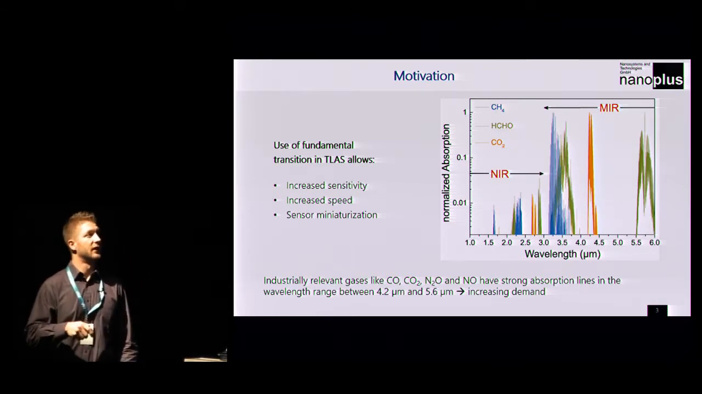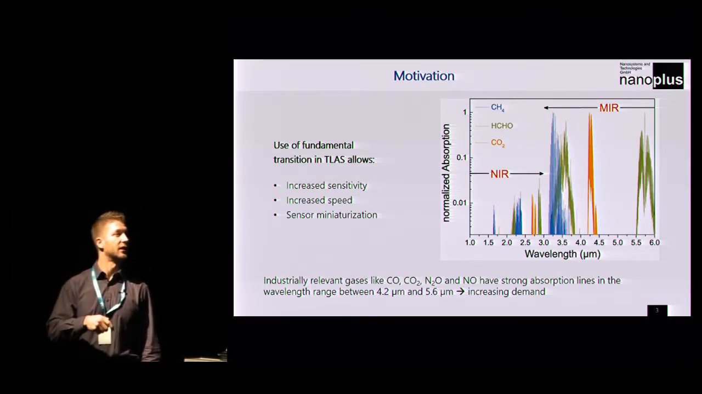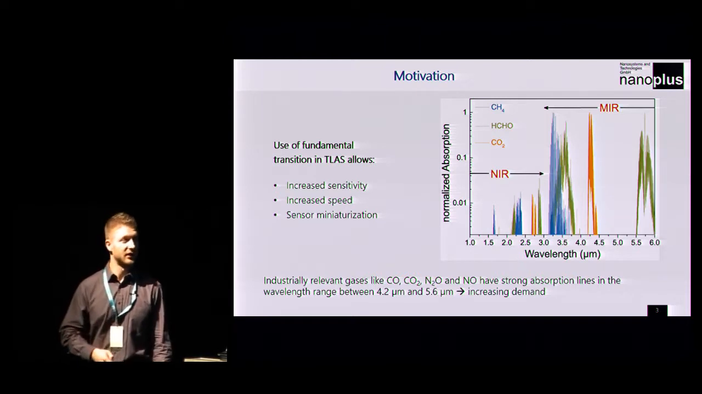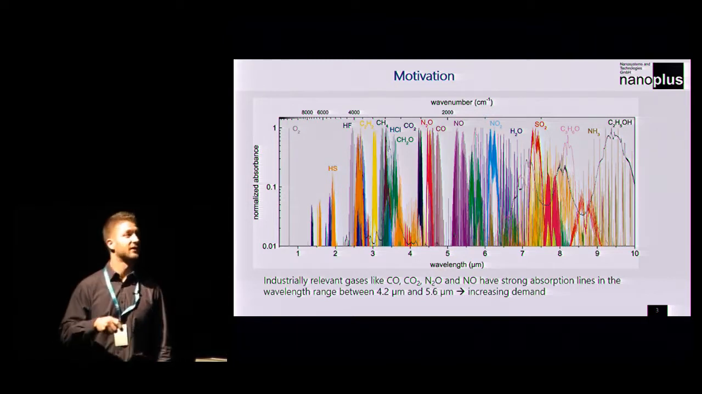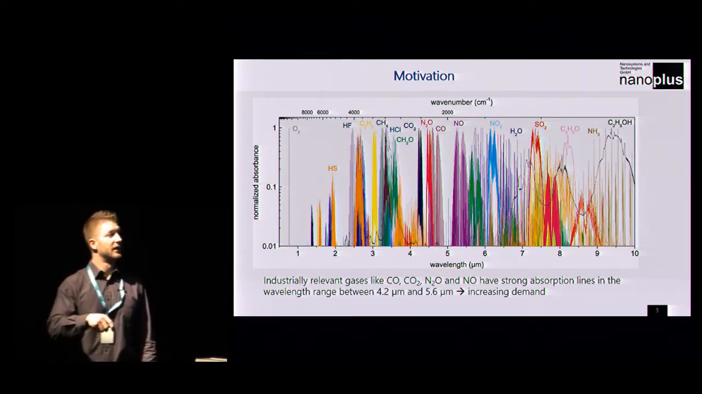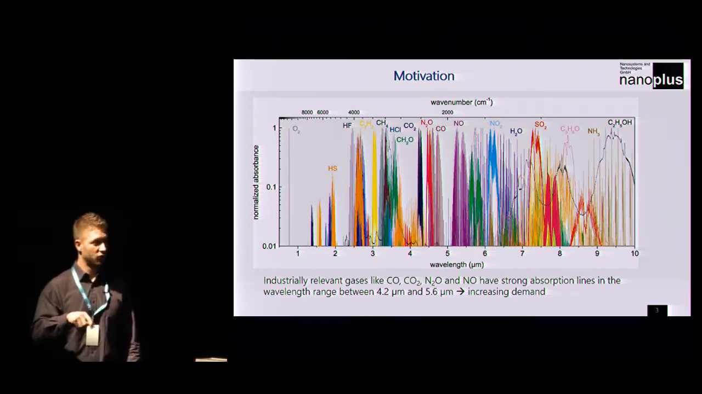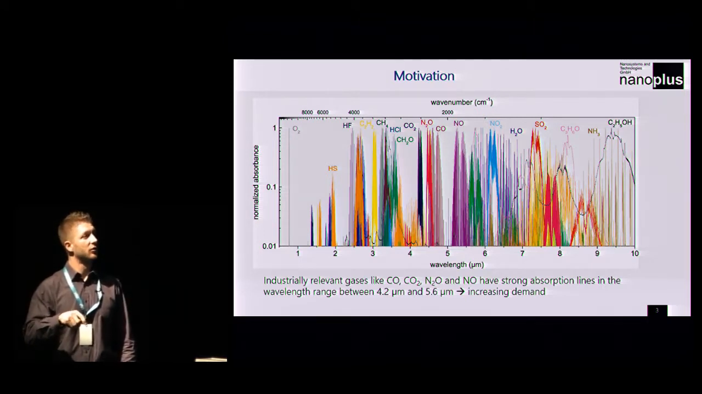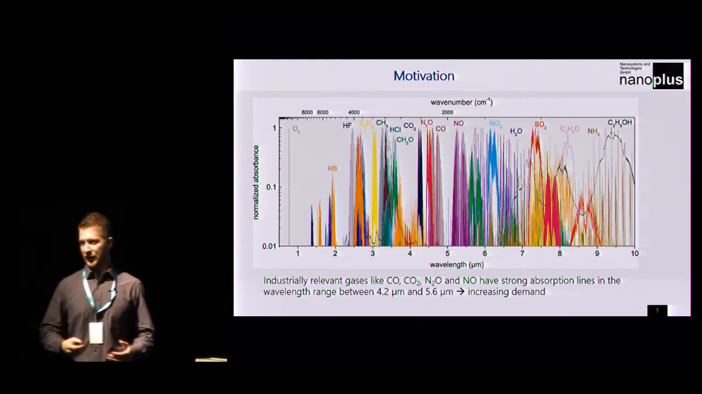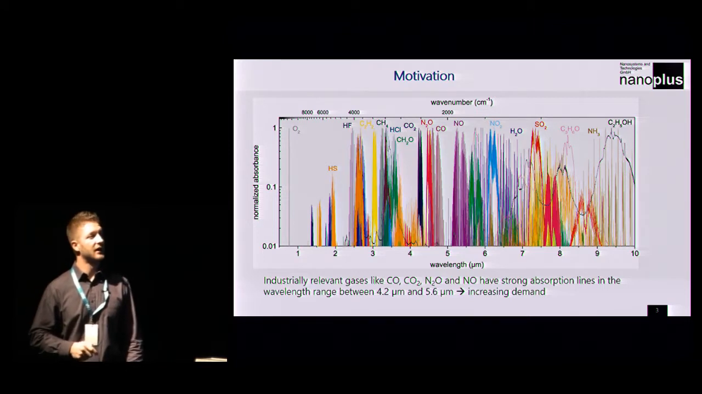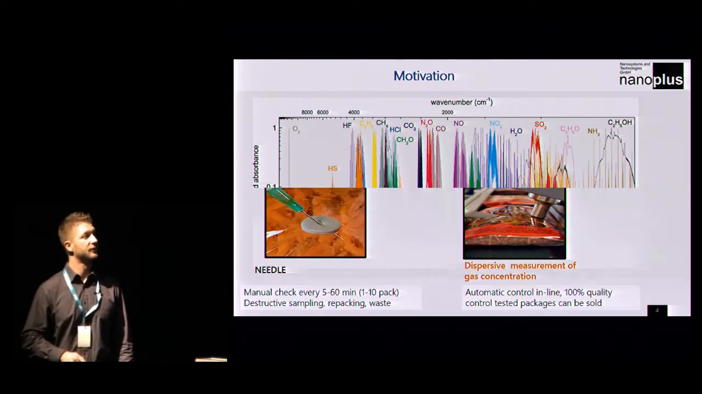So this, if you use it for absorption spectroscopy, gives you an increased sensitivity in systems, increased speed, and you can miniaturize your sensors. And as you can see here, you have a whole slew of gases in the mid-infrared section, especially if you look at the gases like CO, CO2, N2O, and NO, which have really strong absorption lines in the wavelength range between 4.2 and 5.6 microns. And they have been getting much attention within the last years, obviously due to environmental topics.